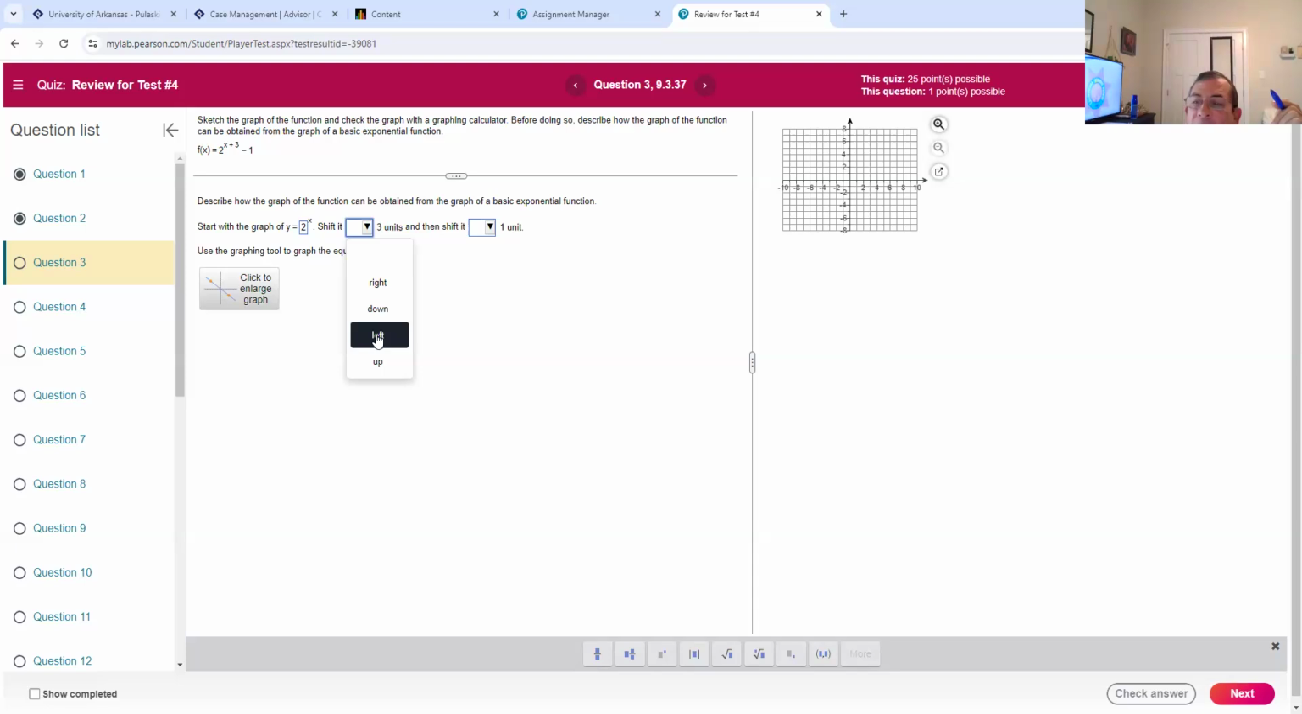On that, and we're going to come down and say left, because we just said if we add to the exponent, it's going to move us left. And then the -1 at the end. Remember, anytime the number's at the end, positives up, negatives down. So that one we would move down 1 unit. And of course, we got to graph this one.